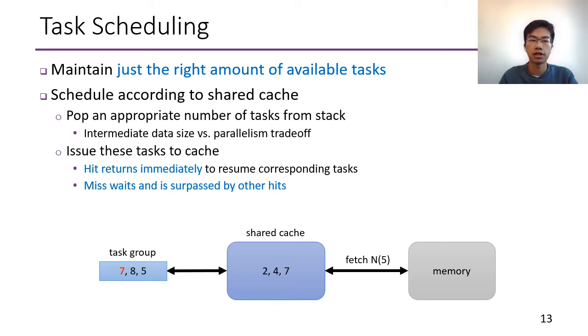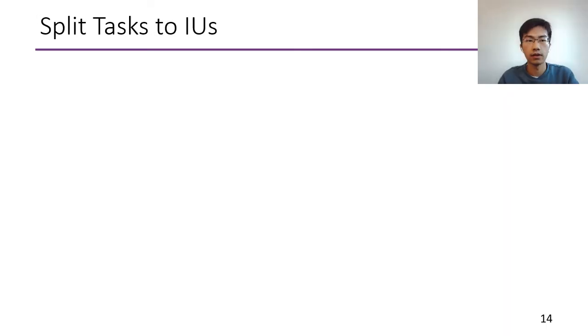Other hits, such as 7, can surpass the miss to hide memory latency. In this way, we may get enough tasks to execute before we finish handling the misses. To distribute the multiple set operations in a task to the multiple IUs in the PE, we need to find overlapped long and short segments to efficiently pair them together.